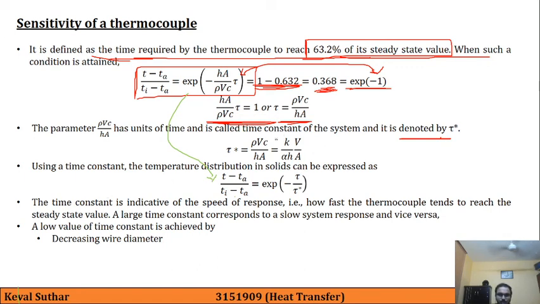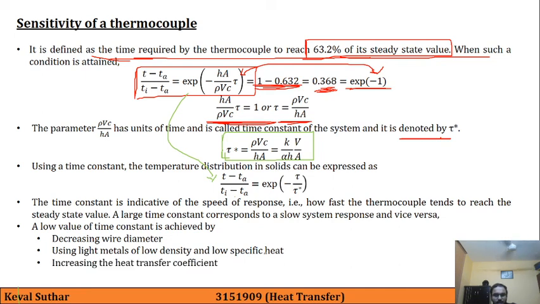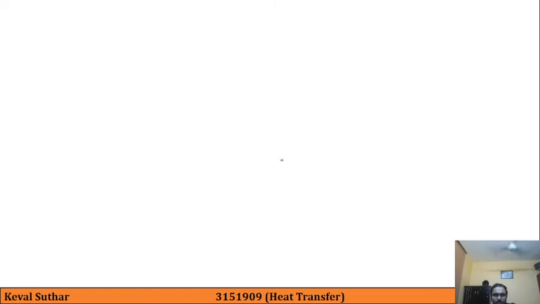That is, you can focus on this equation, that by decreasing the wire diameter we can have a lower time constant. Then using light metal, that is reducing the density, and low specific heat, that is reducing C, or increasing the heat transfer coefficient, which is in the denominator in this equation.